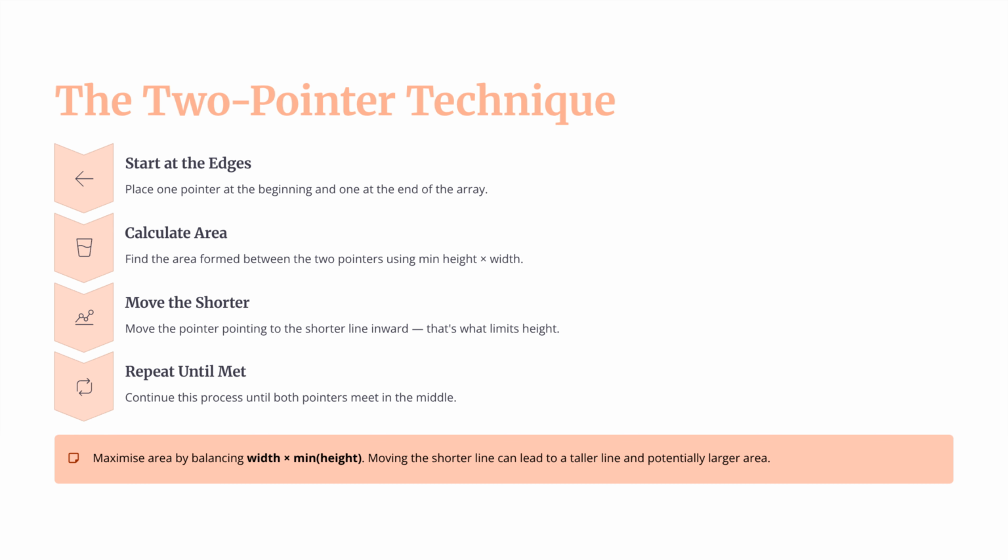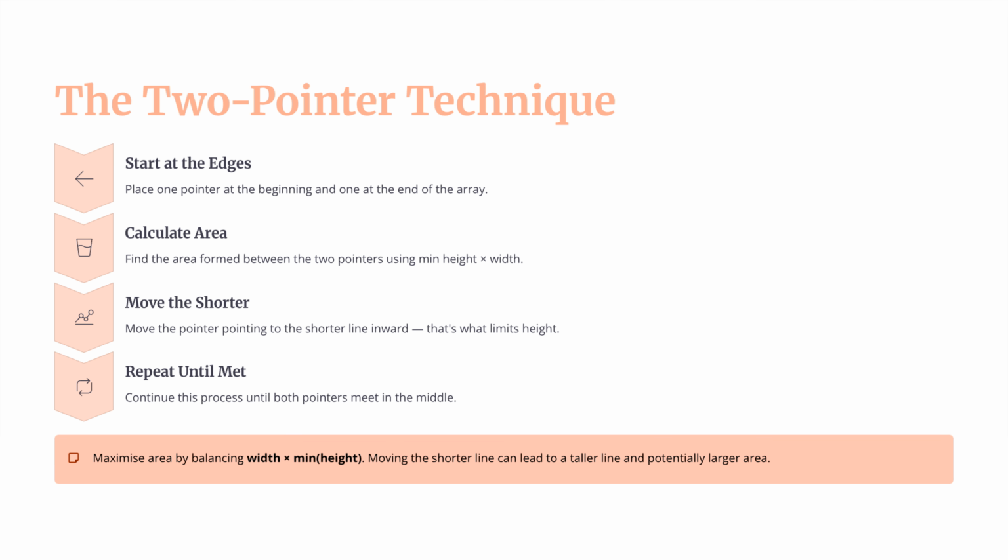Now, here's the clever optimization, the two-pointer technique. Instead of checking every pair, we start with 2 pointers, one at the beginning of the array and one at the end. These two form the widest possible container. We calculate the area between them the same way: take the shorter height and multiply it by the distance between the pointers. Then we ask, which line limits the height? It's the shorter one. So, we move the pointer pointing to that shorter line inward, hoping to find a taller line that might increase the area.